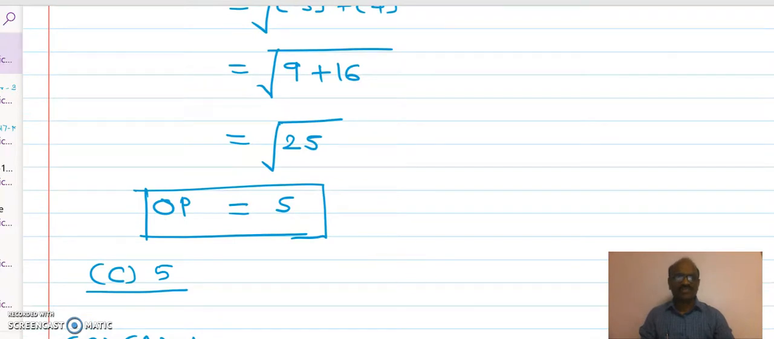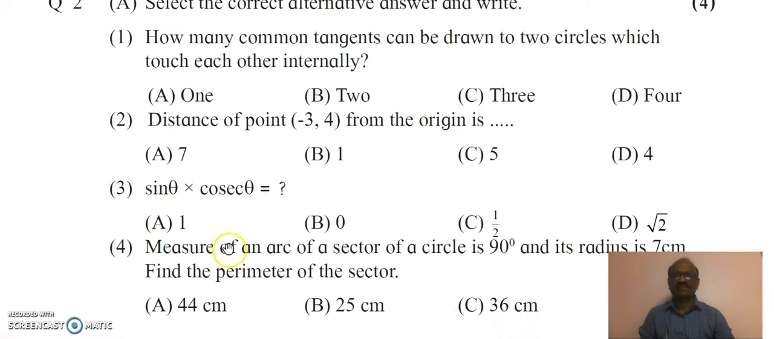Now next question. Sec theta into cosec theta equals what? This is again a very simple question. The reciprocal of sine theta is cosec theta, the reciprocal of cos theta is sec theta, and the reciprocal of tan theta is cot theta. Therefore, if you multiply 5 into 1 upon 5, it is 1, and the same thing is happening here. Sine theta into cosec theta must be 1, and hence the answer is 3, that is option A1.